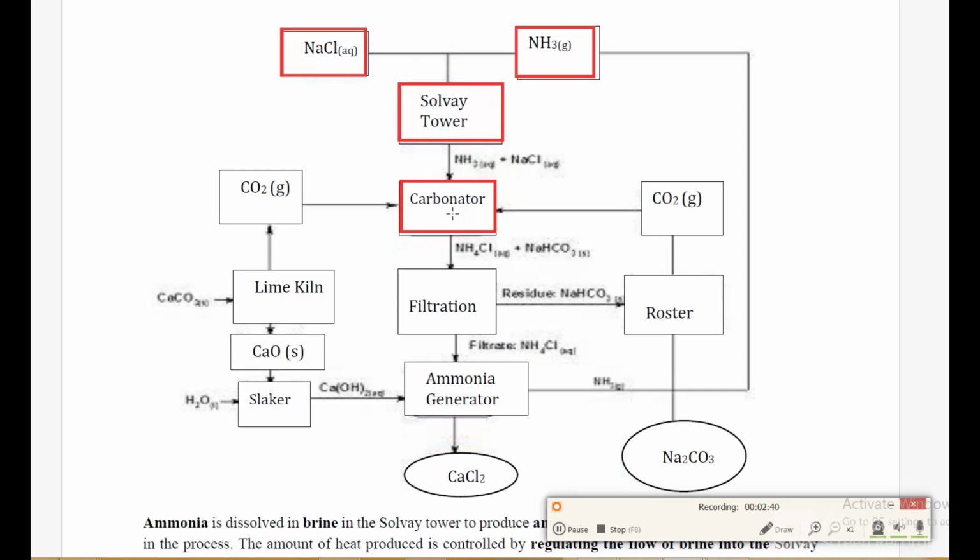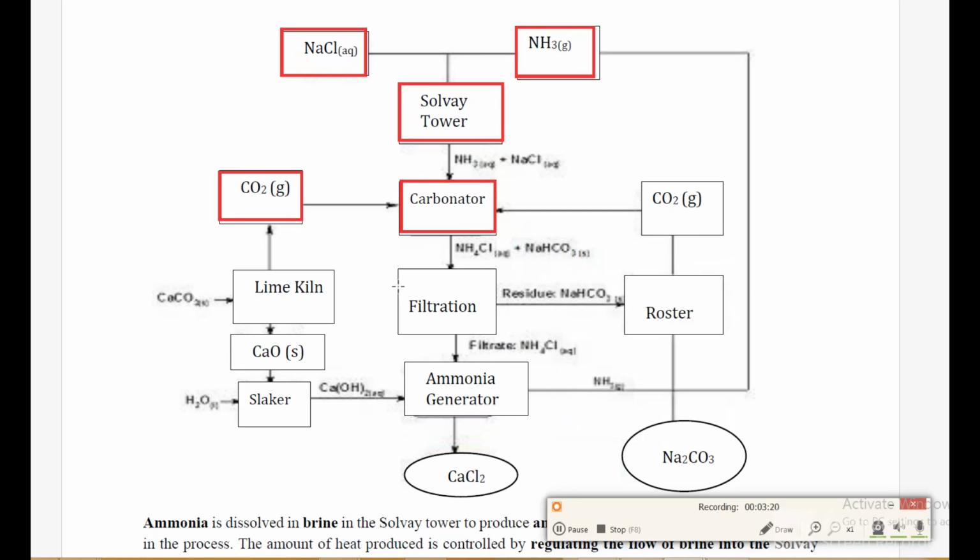Now in the carbonator, carbon dioxide enters the carbonator. So in the carbonator we have how many things? We have ammonia, sodium chloride, water, and the carbon dioxide. Those four substances react now to form ammonium chloride plus sodium hydrogen carbonate. Ammonium chloride is in solution form, while sodium hydrogen carbonate is a solid.